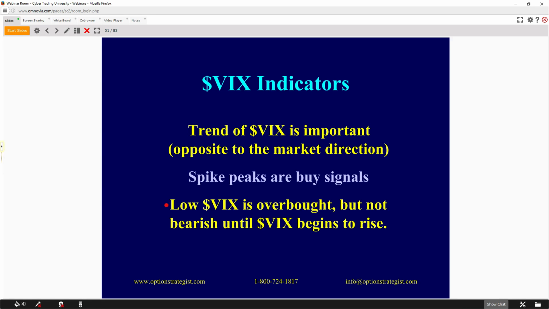This is a little less significant. A low VIX does indicate the market's overbought, but the market can stay overbought. I'm going to show you a couple of slides. You'll see how overbought the market can be in terms of VIX and still rally. So a low VIX is an overbought condition, but again, not a sell signal.